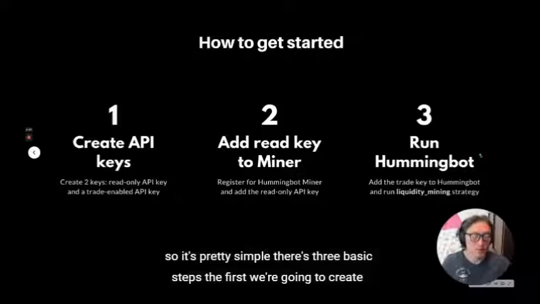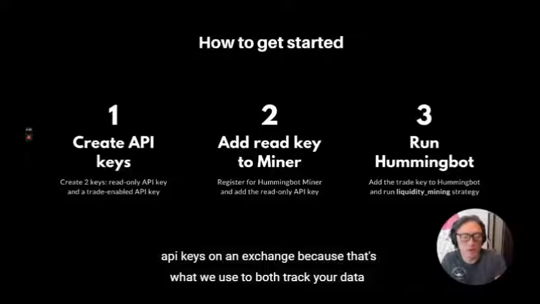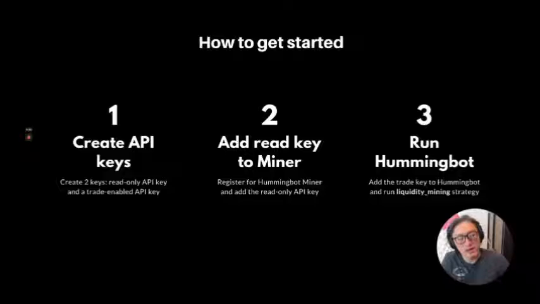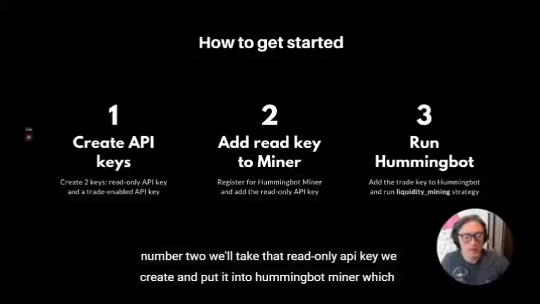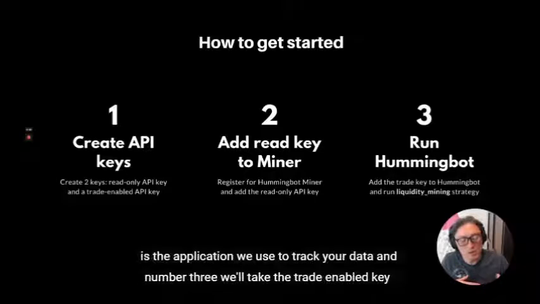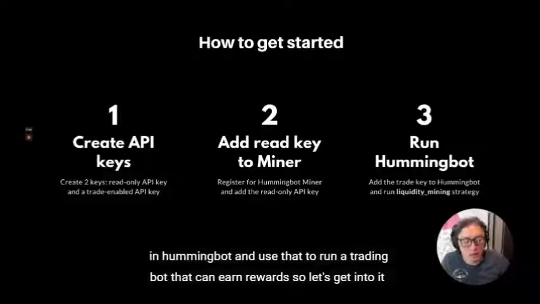It's pretty simple. There are three basic steps. The first, we're going to create API keys on an exchange, because that's what we use to both track your data, but also the API key is used by Hummingbot, the bot, to actually automate a trading strategy. Number two, we'll take that read-only API key we create and put it into Hummingbot Miner, which is the application we use to track your data. And number three, we'll take the trade-enabled key, put it in Hummingbot, and use that to run a trading bot that can earn rewards. So let's get into it.